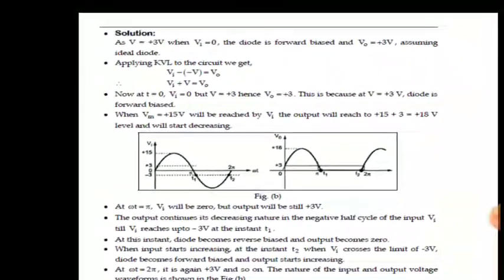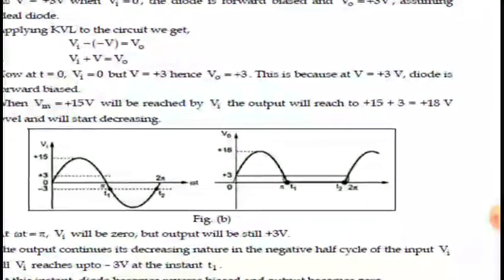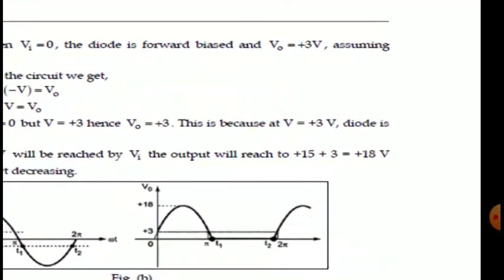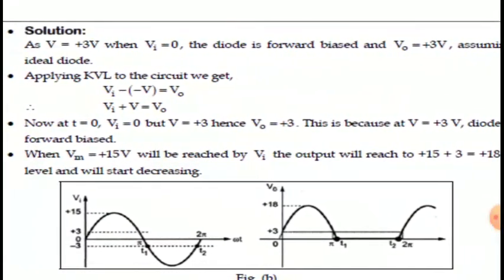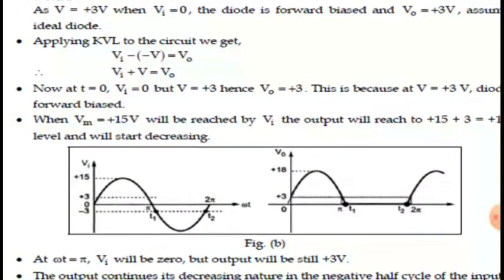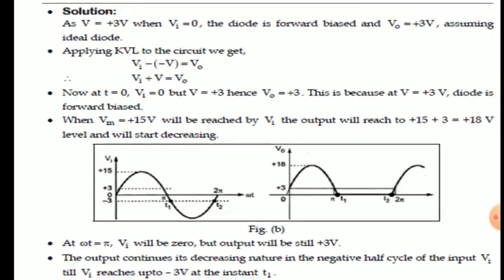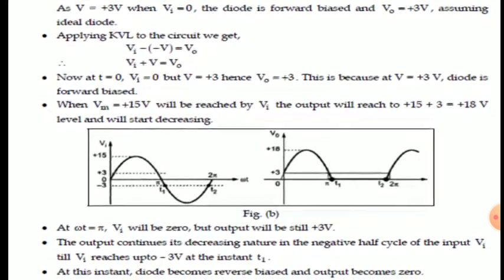And what happens for the Vmax? Whatever the voltage we are applying, V output is equal to plus 3 volts in case V input is equal to 0. By applying KVL, we get V input minus (minus V) is equal to V output. That is V input plus V is equal to V output. For time t equal to 0, V input is 0, so we get plus 3. Hence V output is equal to plus 3. This is because at V equal to plus 3 volts, the diode is forward biased.